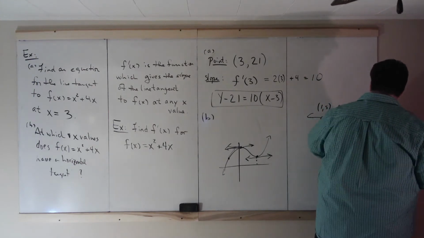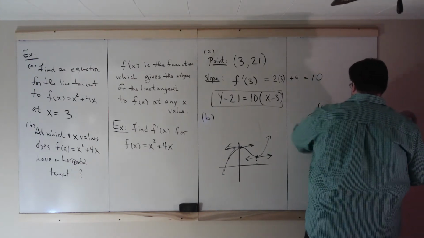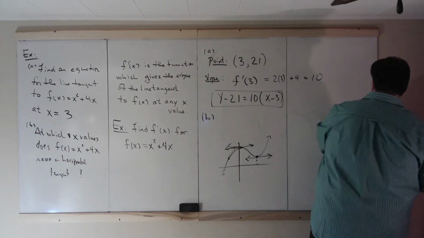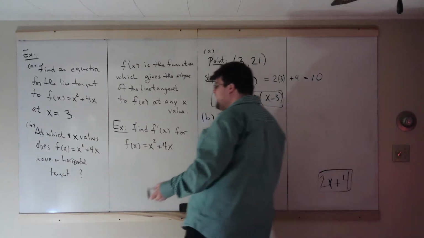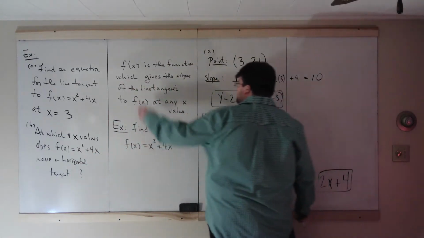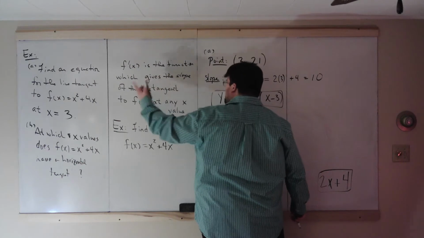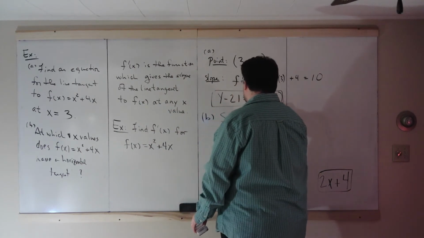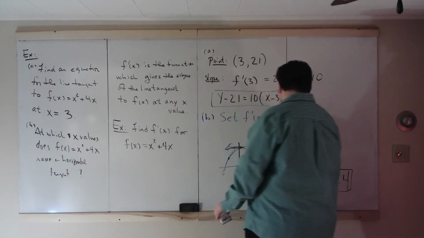So this question is asking, find all x values at which the slope of the tangent line is 0. Find all x values at which f prime of x equals 0.